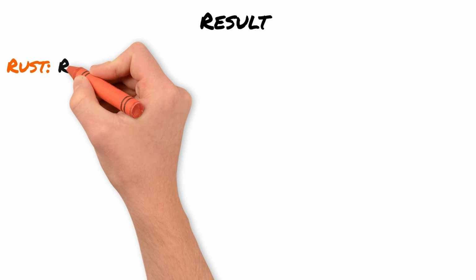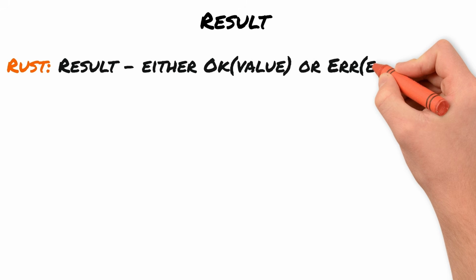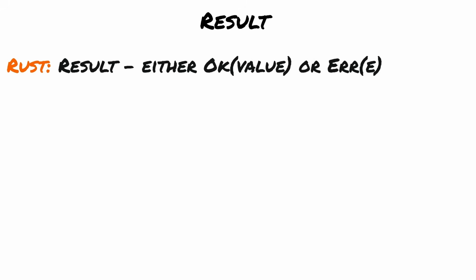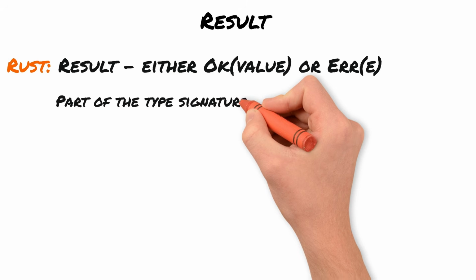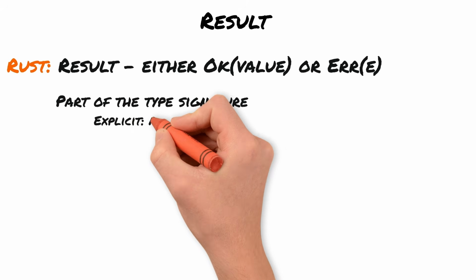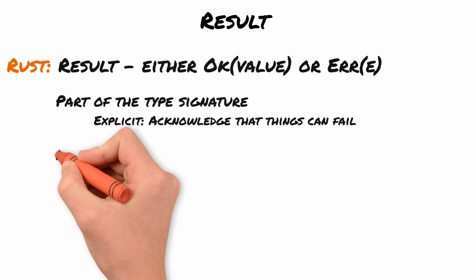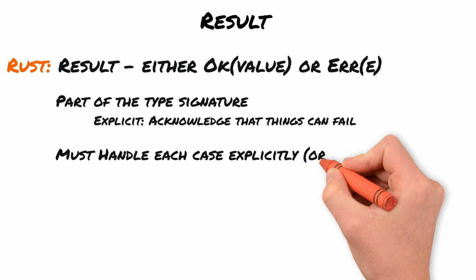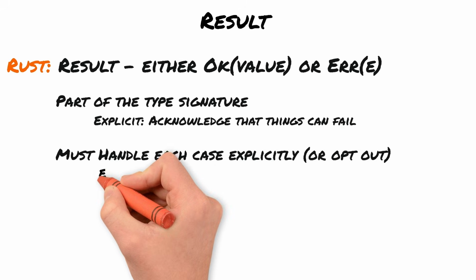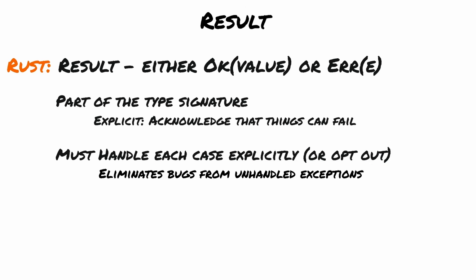In Rust, you have the result enum, which is either Ok result or Err error E. Note that this makes it part of the type signature. This makes it explicit and upfront, acknowledging that things can fail. This also means you must handle each explicitly or opt out. So you eliminate production bugs from unhandled exceptions.